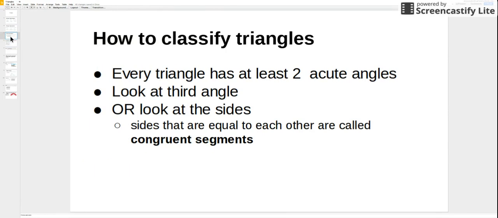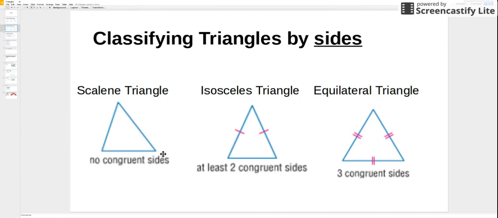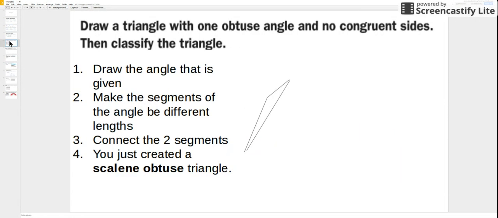Or you can look at the sides. So sides that are equal to each other are called congruent segments. So again, we went through all the sides here. Draw a triangle with one obtuse angle and no congruent sides, then classify the triangle.